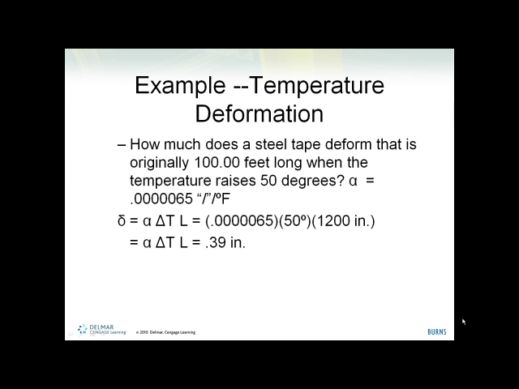Now you'll see here I'm expressing the original length in inches. The reason I do that is it's probably more typical to talk about deformation occurring in inches than in feet. But when I take that, I come out with an answer of 0.39 inches. So that steel tape that was exactly 100 feet long, when the temperature rises, is actually 100 feet plus 0.39 inches in length, even though it still says it's 100 feet long.